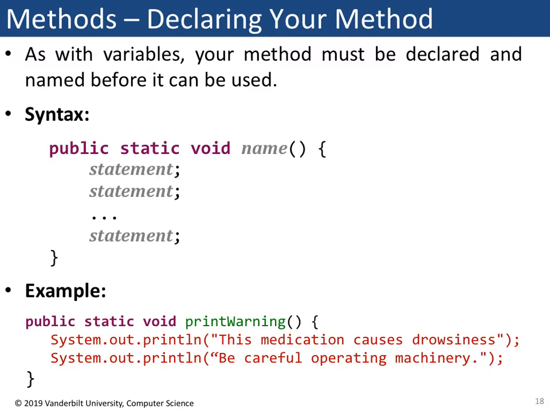So an example of a method would be public static, and it's void because it doesn't return anything. And then the name is going to be camel case, printWarning. So I know what it's going to do. It's going to print a warning. This is helpful. It's informative. And then the statements, which are housed in the method, are a println statement with the string "This medication causes drowsiness," and a following println statement which says "Be careful operating machinery."